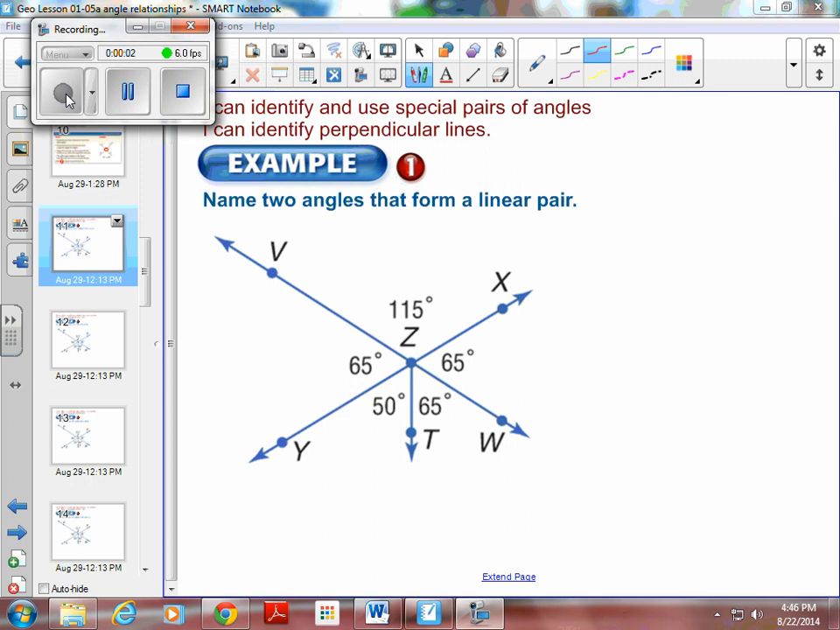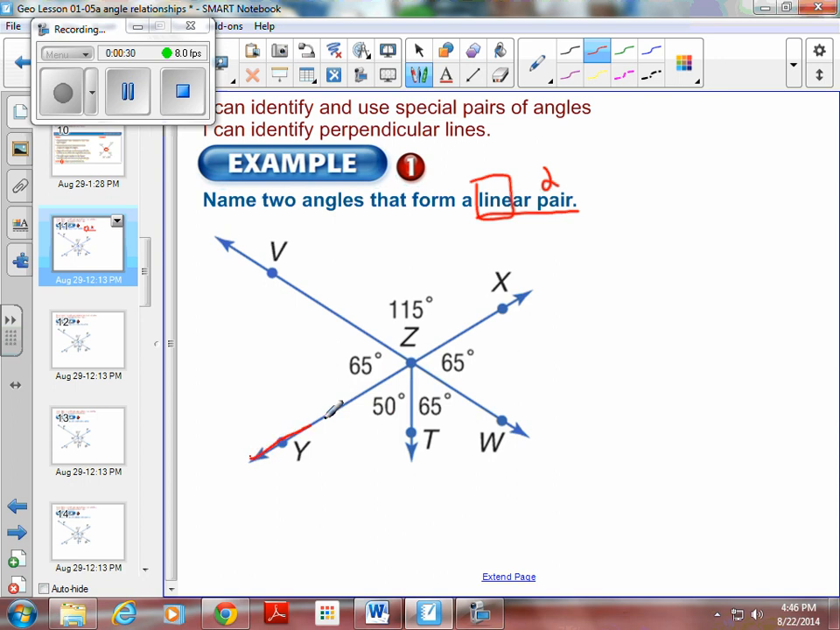Geometry, Chapter 1, Section 5, Example 1. We want to name two angles that form a linear pair. So you have to remember your vocabulary words. What does linear pair mean? Well, the word linear has the word line in it. You know what a line is, and pair means two. So we want two angles that form a line. Any two angles that you can find that form a line would be a linear pair.